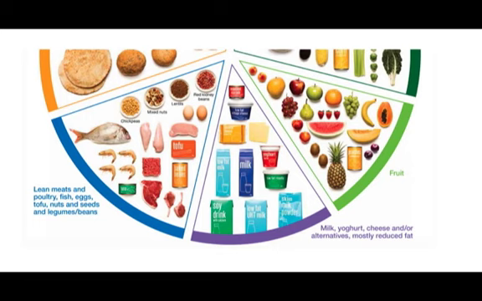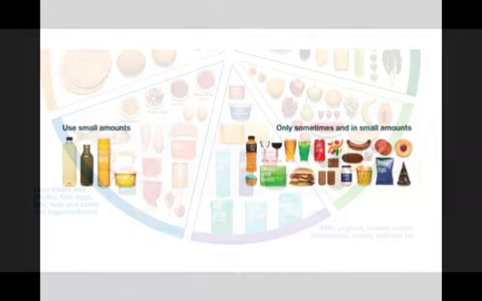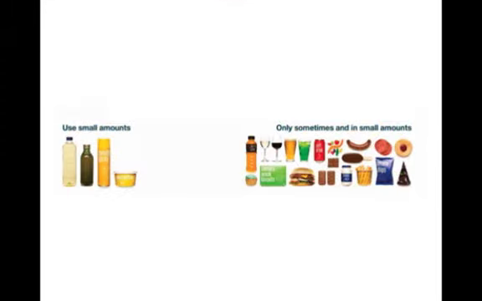Down the bottom of the model, it also represents foods that should be used in small amounts such as oils and butters. It also represents down the bottom of the food selection model foods that should only sometimes and in small amounts be consumed such as lollies, hamburgers, alcohol, chips, etc.